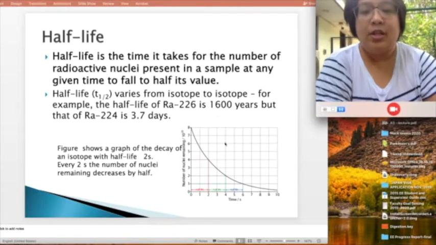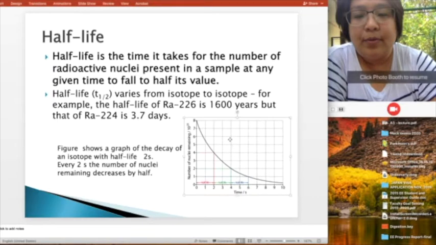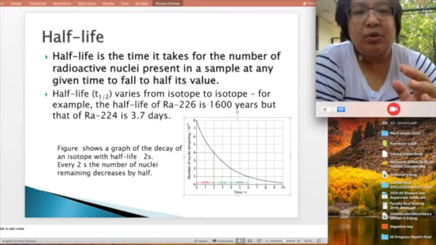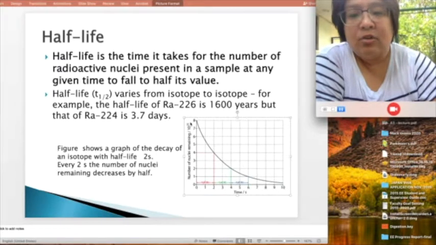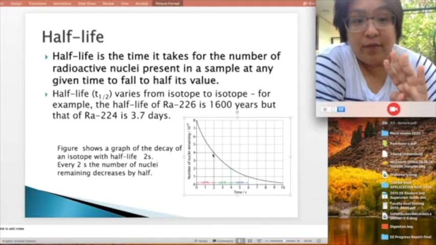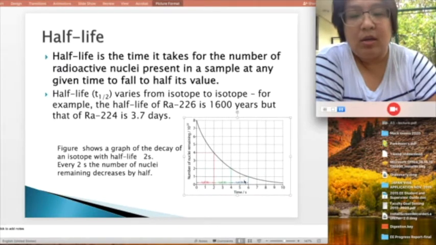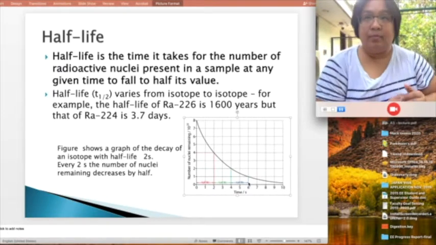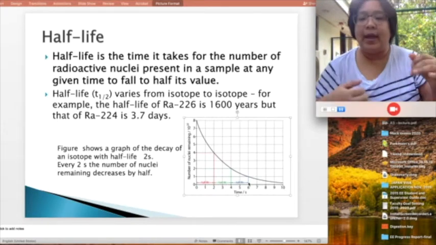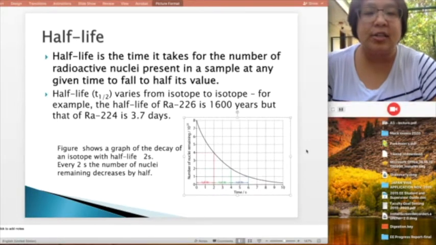Let's look at this graph right here. For example, we're looking at an isotope and its half-life is 2 seconds. So every 2 seconds, it becomes half of its original amount. Let's say the original amount is 8. After 2 seconds, it becomes 4, half of its original amount. After 2 more seconds, it becomes 2, half of 4. After another 2 seconds, it becomes 1. Half of 2 is 1. I think it's an easy concept.